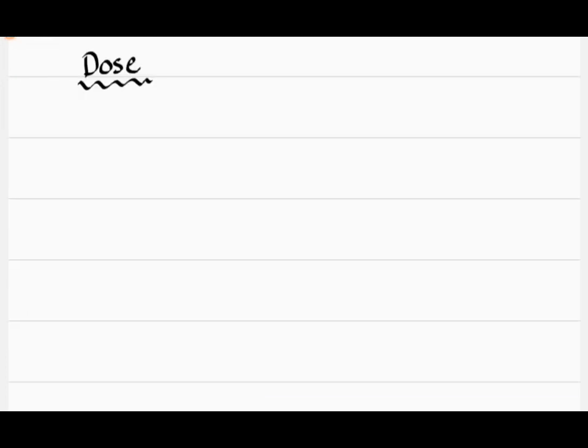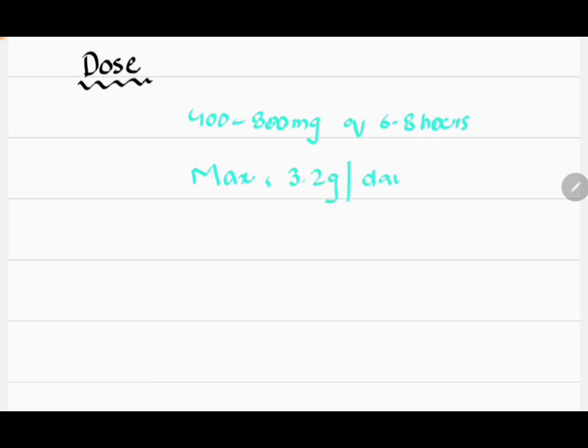As far as the dose is concerned, we give ibuprofen in 400 to 800 milligrams every 6 to 8 hours. We can repeat the dose after every 6 to 8 hours, not to exceed the maximum dose of 3.2 gram per day.